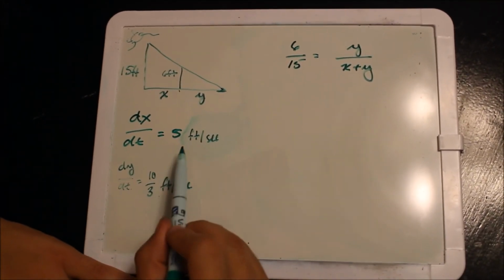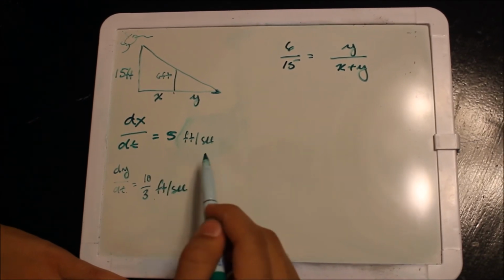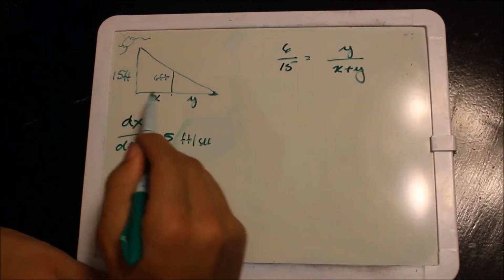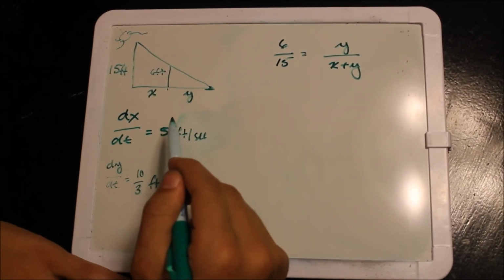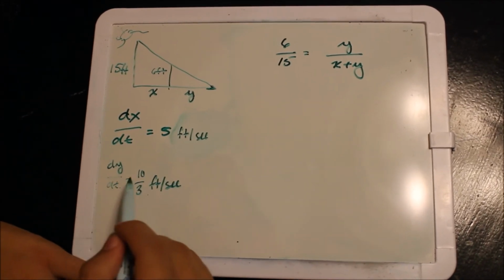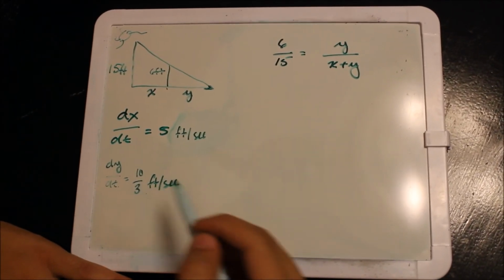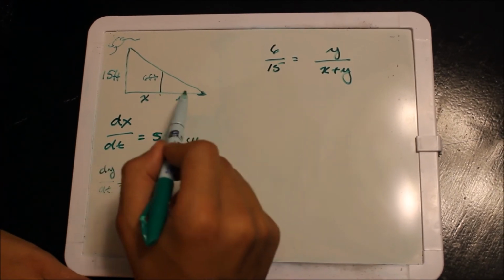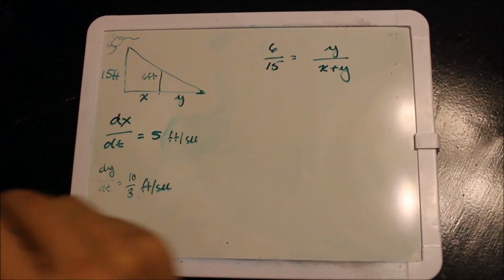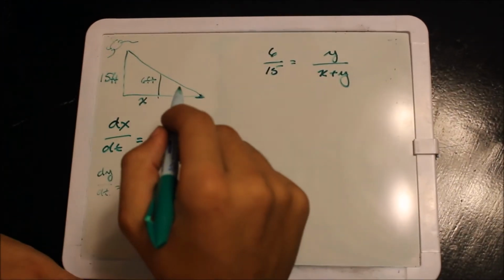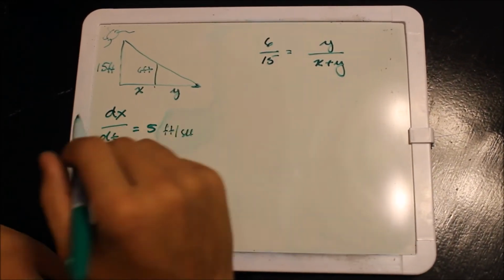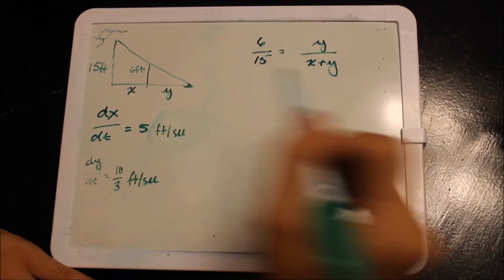Okay, son, so now that we know that dx/dt is 5 feet per second, which was given to us, and that's the rate at which Lucky is moving away from the Washington Monument, and we've also solved what dy/dt is, 10 over 3 feet per second, and that's the rate at which Lucky's shadow is shrinking. Now we have to find d(x plus y)/dt, which is the rate at which the tip is changing.